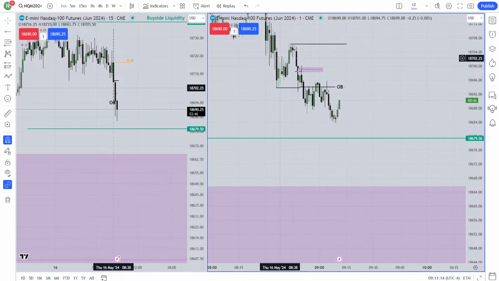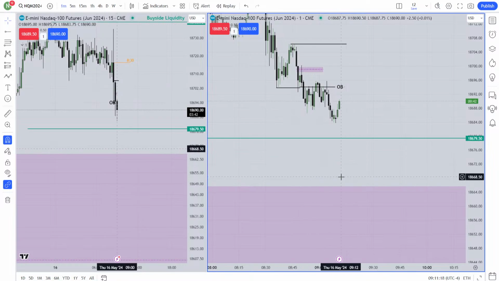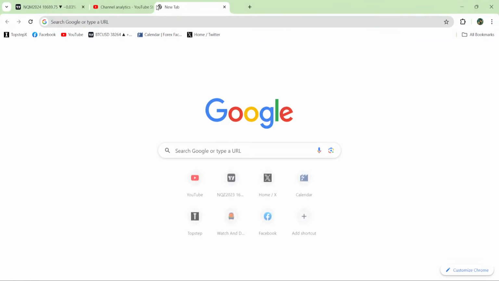So far I remember that DXY should go for that sell side liquidity. It didn't take it yesterday, so DXY should go for that sell side liquidity. Let me show you that as I have the time.